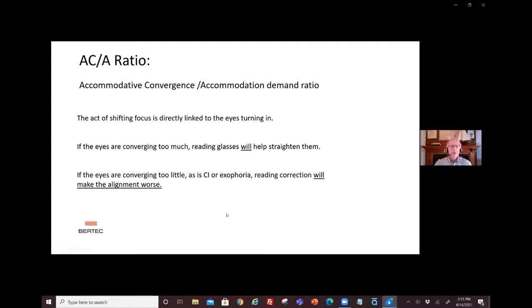So we have to be very careful when we give a patient reading glasses. We often have to include something called prism in there, which causes the eyes to not have to turn in as much, by moving the object out to where the eyes are. In other words, we're bringing the mountain to Muhammad instead of the other way around. So reading glasses without prism can actually make their eyes turn out further.